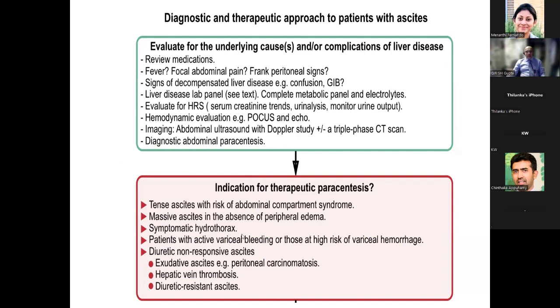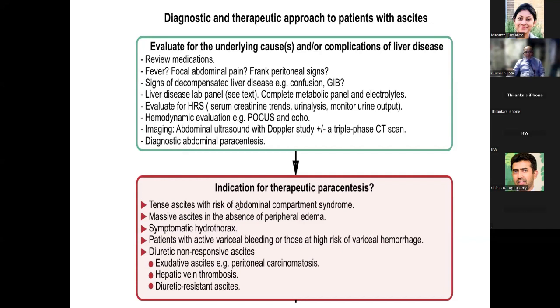But the real indication for a therapeutic paracentesis would be a tense ascites where there's a compromise of respiration. There is symptomatic pleural effusion or hydrothorax, which is secondary to the ascites, which is again compromising the respirations. And those patients that are at high risk of variceal hemorrhage or with active variceal bleeding.